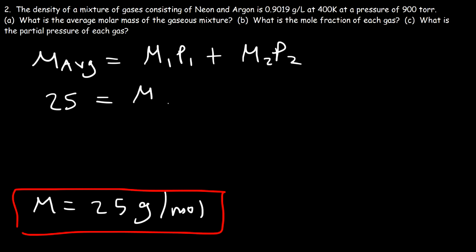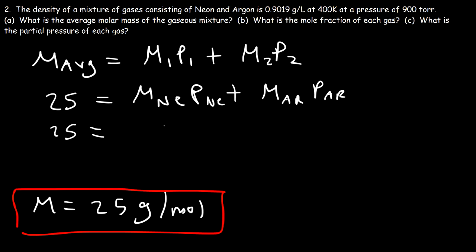M1, we could use the molar mass for neon times the percentage of neon, which we need to find. And M2 is going to be the molar mass of argon times the percentage of argon. So let's say that the percentage of neon is X. The molar mass of neon is about 20 if you round it to the nearest whole number. And the percentage, we're going to say it's X as a decimal. The molar mass of argon is about 40, and the percentage has to be 1 minus X.